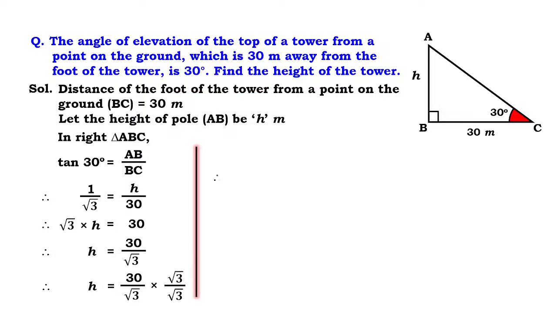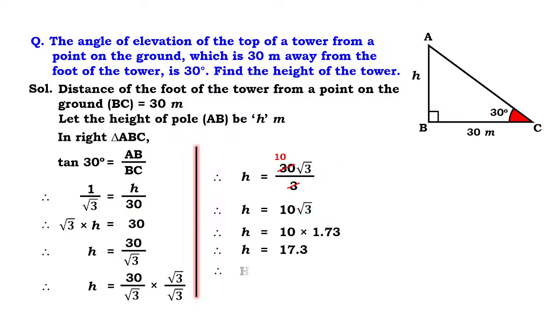So what am I going to do? Rationalize. Multiply and divide by root 3. So this becomes 30 root 3 divided by 3. Now 3 and 3 tens will get cancelled. So 10 root 3 is the answer. Root 3 value is 1.73. So 17.3 is the answer. So what is the height of the tower here? Did everyone understand? 17.3 meters. Chalo.